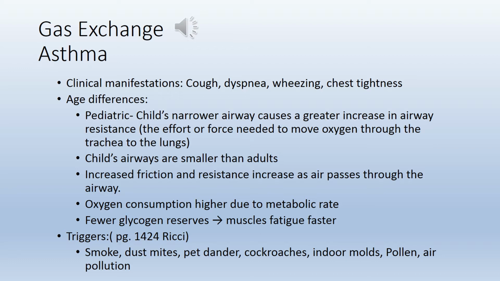Now, there are age differences between the adult and the child. Children have narrow airways, which causes a greater increase in airway resistance, which is actually the effort or force needed to move oxygen through the trachea to the lungs. Children's airways are smaller than adults', and they also have increased friction and resistance as air passes through the airway. Oxygen consumption in children is higher due to the higher metabolic rate. Children also have fewer glycogen reserves, which means their muscles fatigue faster.